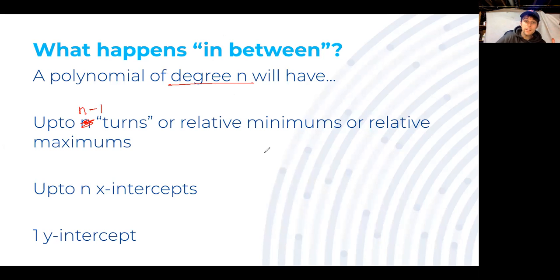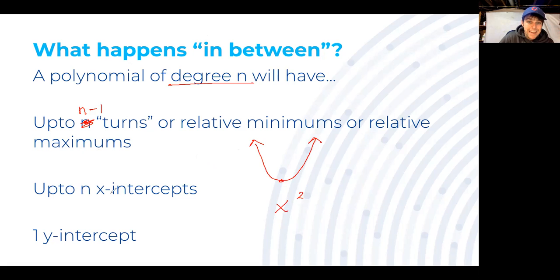They might not be relative, right? If we're talking about a parabola, it could be an absolute minimum or an absolute maximum, or even some other graph could be absolute. Up to n minus 1 turns. So again, using that example, a quadratic creates a parabola. A parabola is x squared, right? Degree of 2. It has 1 turn, 1 relative minimum or 1 minimum value.